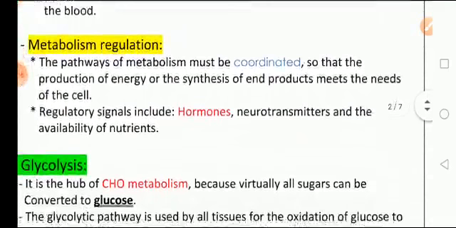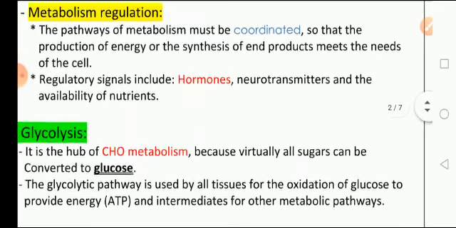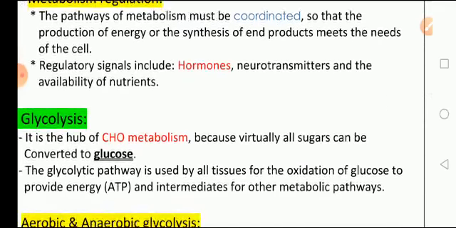Of course, this metabolism is regulated and coordinated so that the production of energy or synthesis of end products is going to meet the needs of the cells. Regulatory signals include hormones, neurotransmitters, and the availability of nutrients.